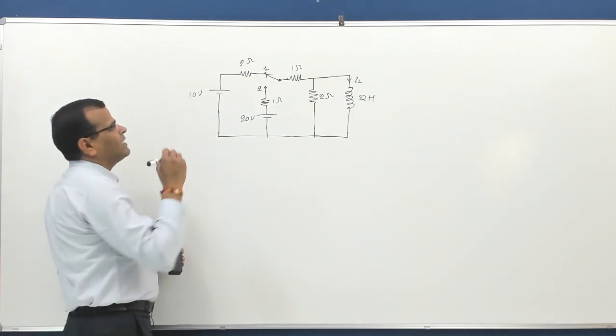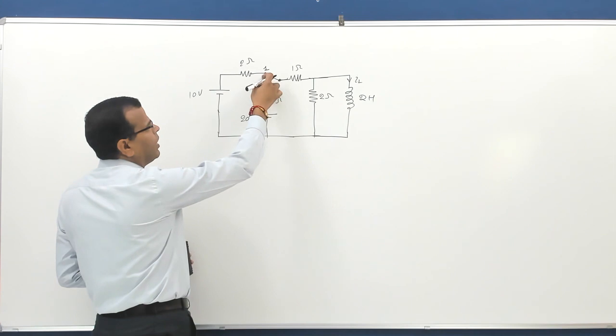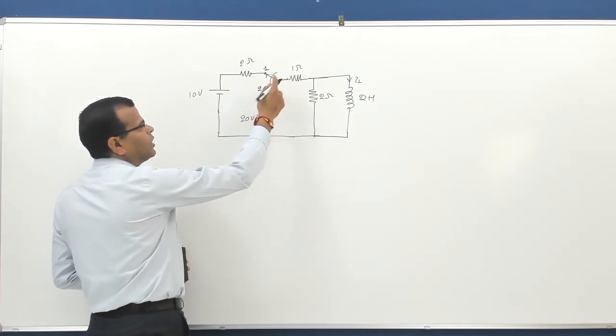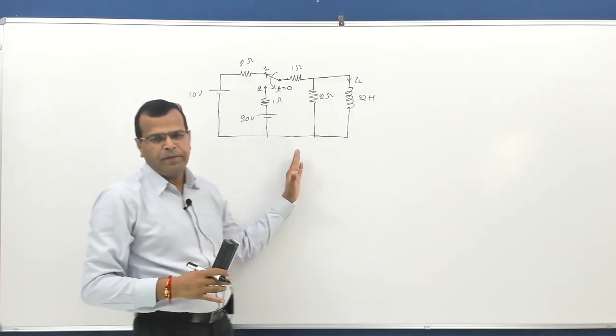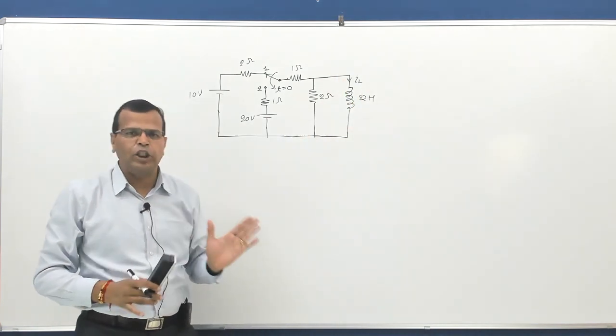Now let us understand the switching operation. Suppose initially the switch is connected at point 1 and you shift it to point 2, terminal 2, at t equal to 0. This is the circuit you are given. You have to find the current through the inductor for t greater than 0.